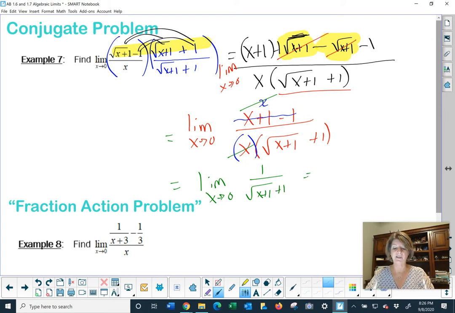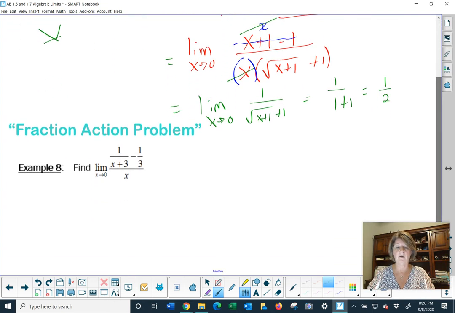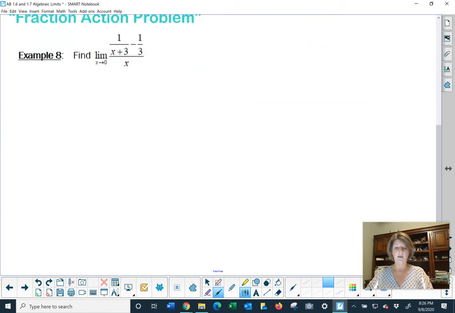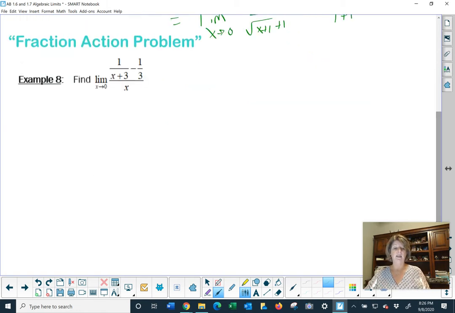Now use substitution, and I'm going to have 1 over the square root of 1 is 1, plus 1, and we get 1/2. Practice those problems. Those usually take people a little while to catch on to, as well as this next one, and this one's kind of a fraction action one. And what should I do with these fractions?